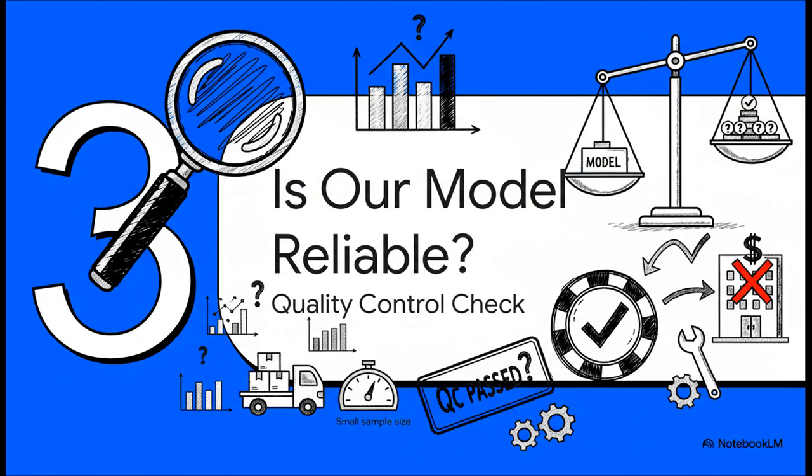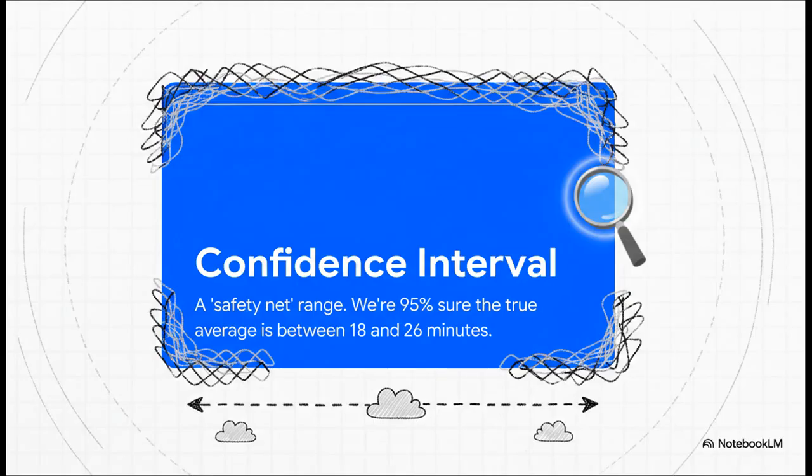But hold on, this whole thing was built on just a sample of our deliveries. Can we really trust it? Can we bet the business on it? It's time for some serious quality control. First up is something called the confidence interval. Just think of this as your safety net.